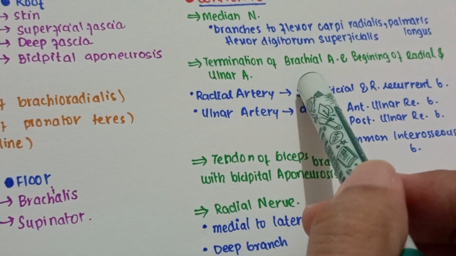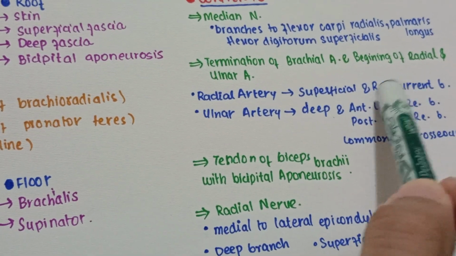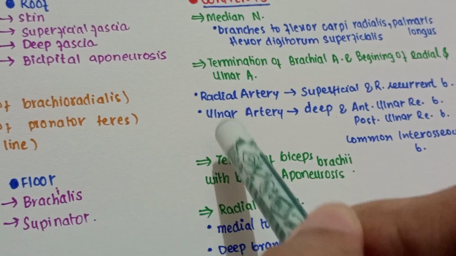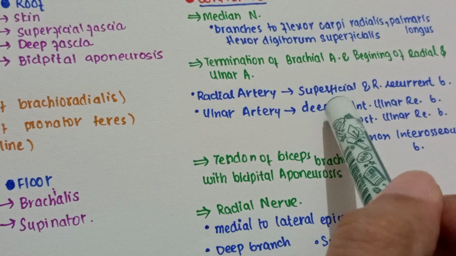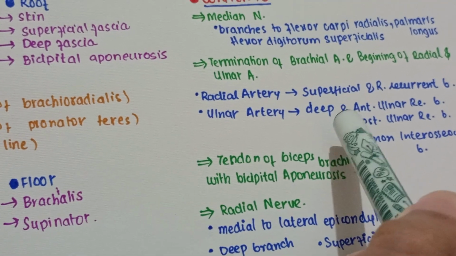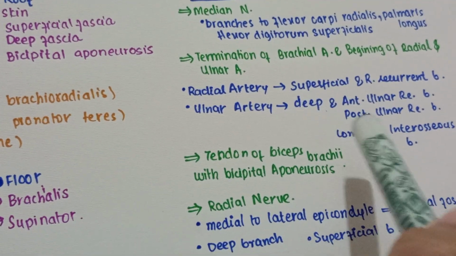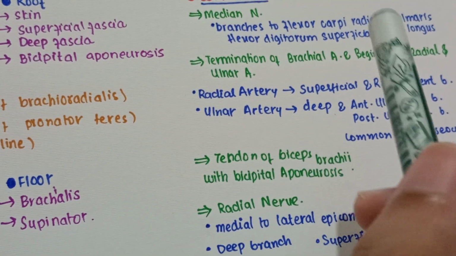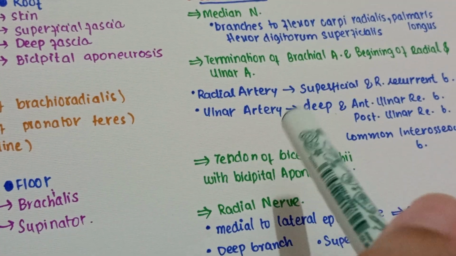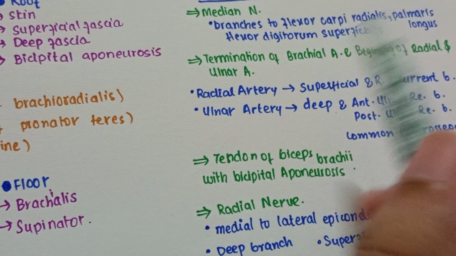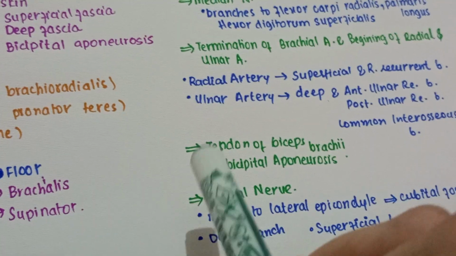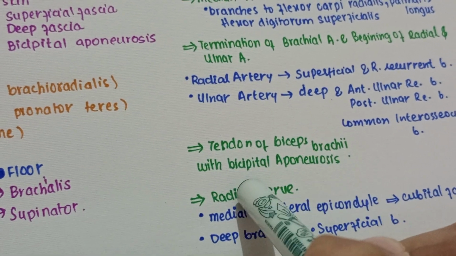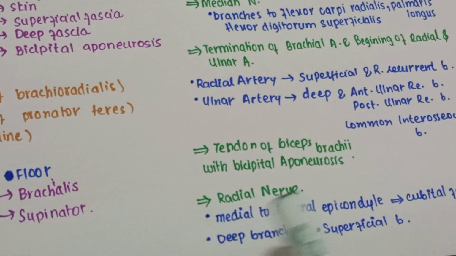The radial artery is superficial and it gives the radial recurrent branch, whereas the ulnar artery is deep as compared to the radial artery and it gives the anterior ulnar recurrent branch, posterior ulnar recurrent branch and common interosseous branch. This common interosseous branch divides into anterior and posterior interosseous branches. The posterior interosseous branch gives further a recurrent interosseous branch. Next we have the tendon of biceps brachii muscle and the last content is our radial nerve.